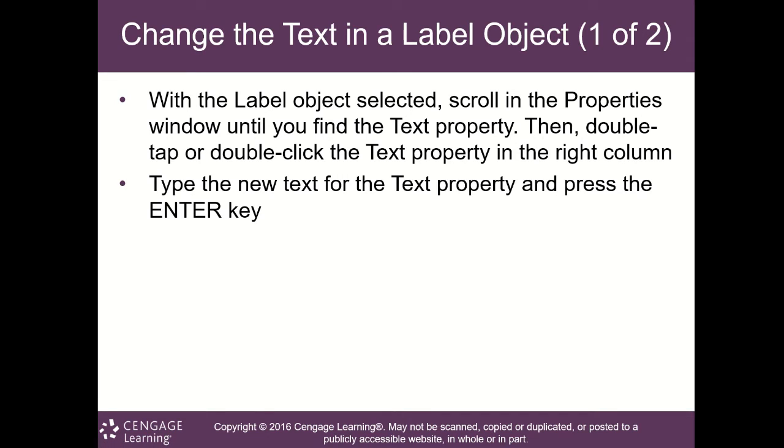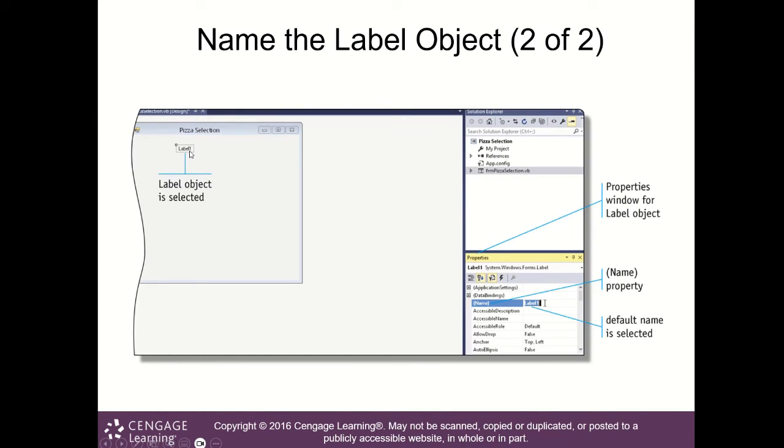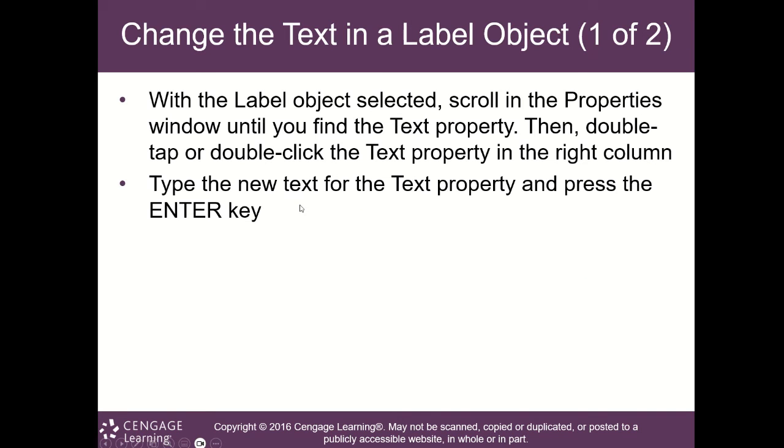Also there is another thing which is important. You are not going to display it as label 1, right? You need to use a meaningful name for your project. Let's say mocha coffee selection application, something like that. For that purpose, you need to scroll in the properties window until you find the text property, then double tap or double click the text property in the right column.